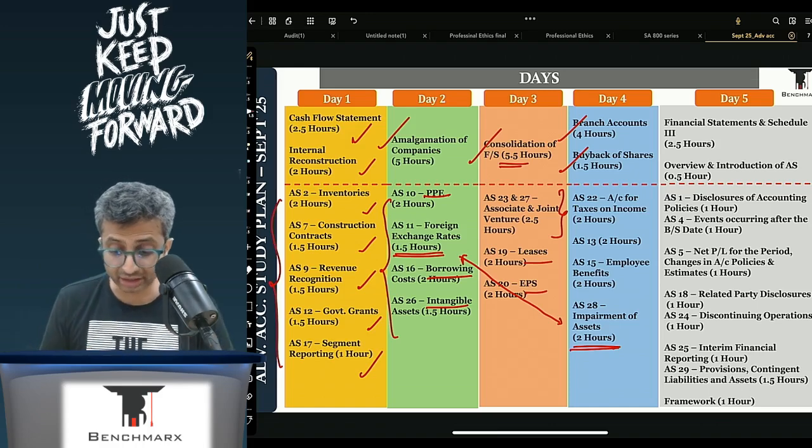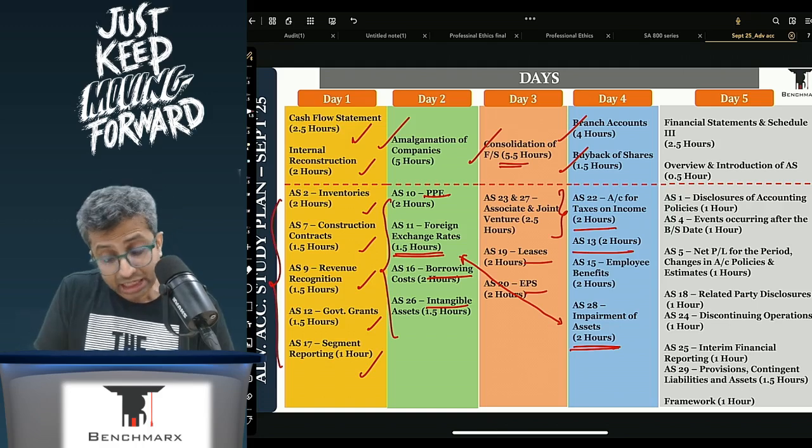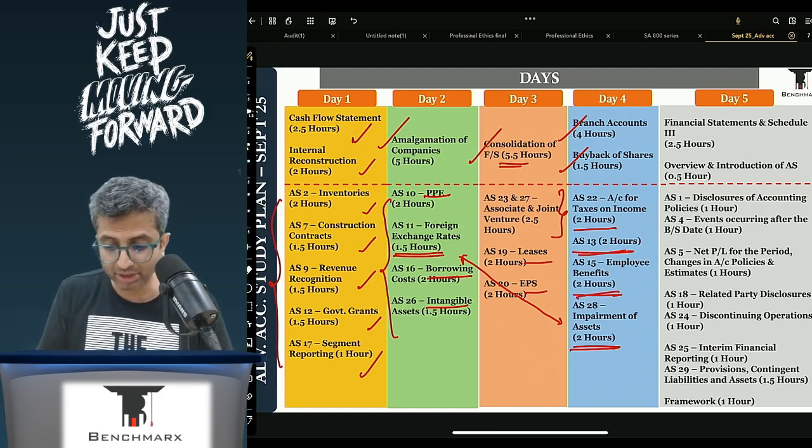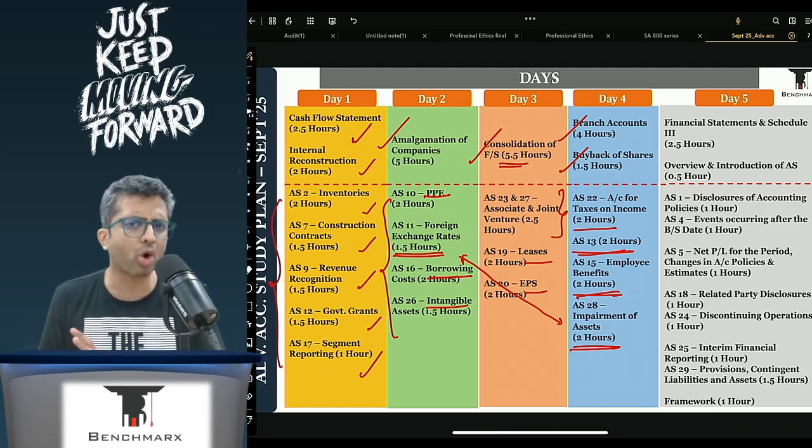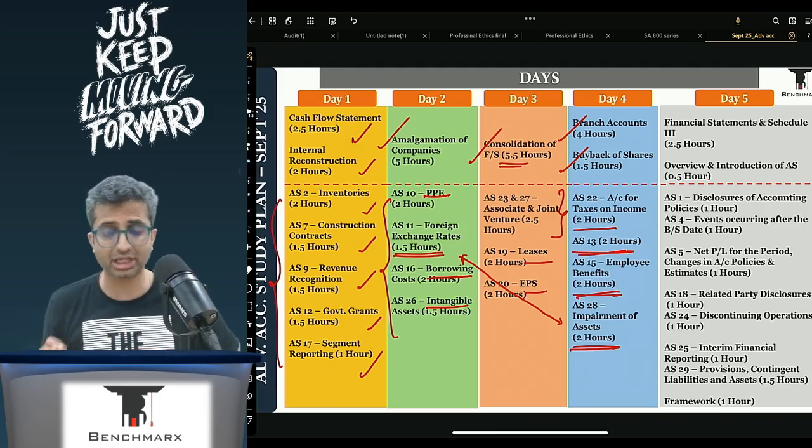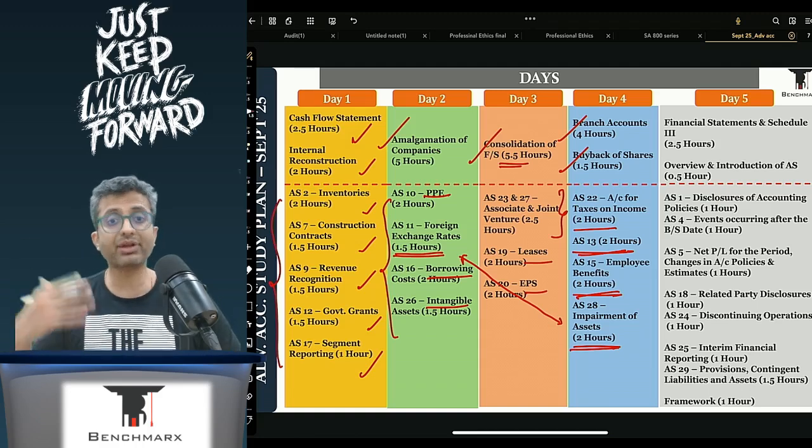So ensure that you practice those sums, and you have branch accounting. Other than that, other important standards like that on income tax, investment accounts, employee benefit, and either impairment or foreign exchange, whatever you are taking over here. And then in the last day, we have kept schedule 3.